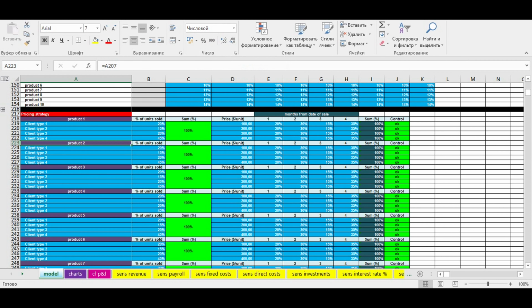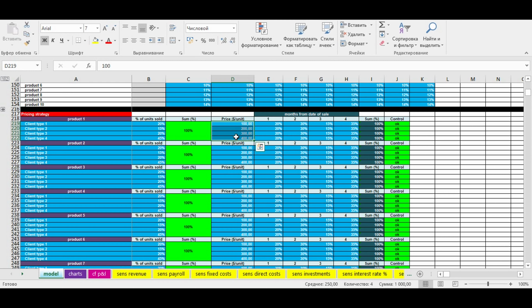Now we move to pricing strategy. Let's describe this block of inputs. We have 4 types of customers for each product. Then we distribute produced amount of each product among 4 types of customers. If distribution is higher or lower than 100%, we'll see the mistake alert. Then we set the price of each product for each customer type.